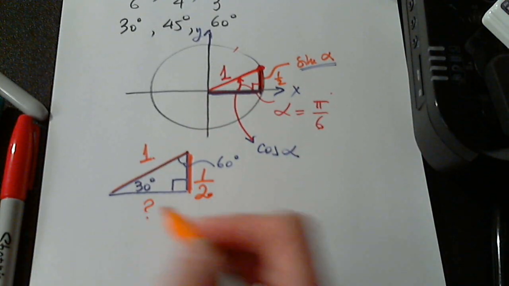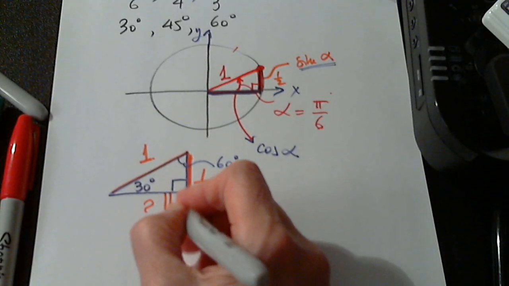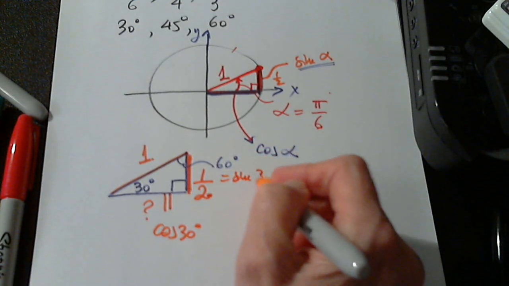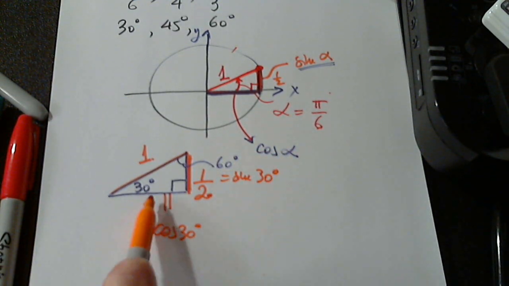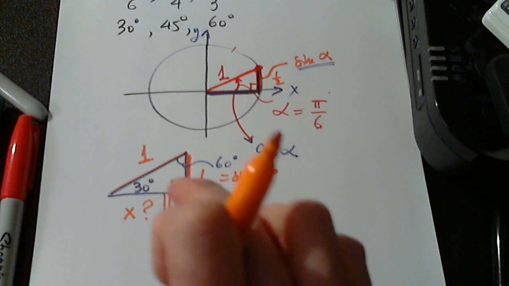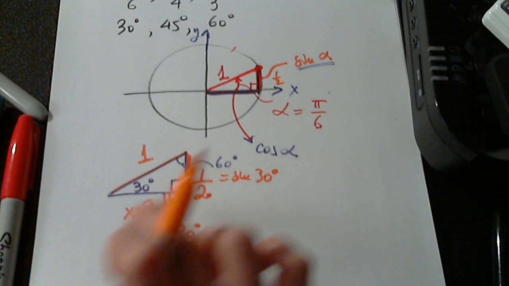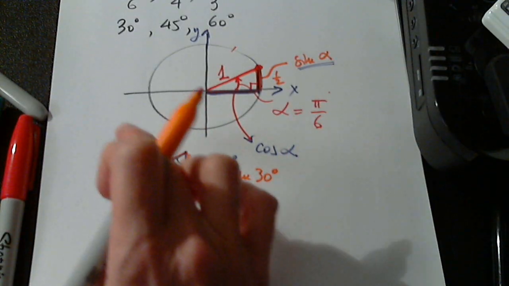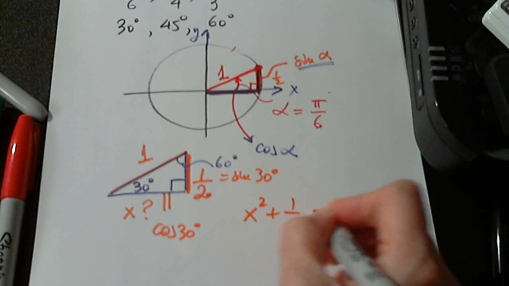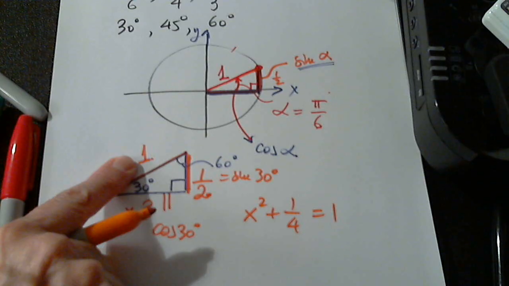Now, can I determine this one? Of course, using the Pythagorean theorem. And this will be cosine of 30 degrees. This is sine of 30 degrees. And how do I determine this? I'm going to call it x for a moment. 1 squared equals 1/2 squared plus x squared. The sum of the squares of the legs equals the hypotenuse squared. So x squared plus 1/4 equals 1 squared.